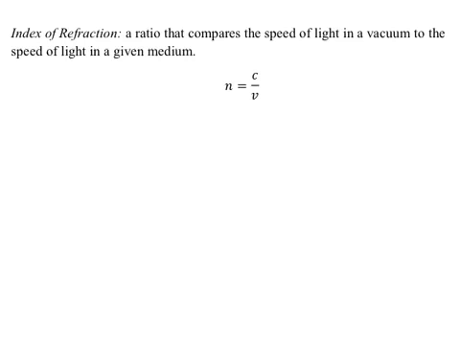So, the next thing we need to define is something called an index of refraction. Now, the definition is my definition. The book doesn't give one, so I would use this. It's a ratio that compares the speed of light in a vacuum, that's this C right here, to the speed of light in a given medium. So like say the speed of light when it's traveling through glass is different. C is the speed of light in a vacuum. V is the speed of light in a given medium. So it depends on the medium. We don't know what that is.